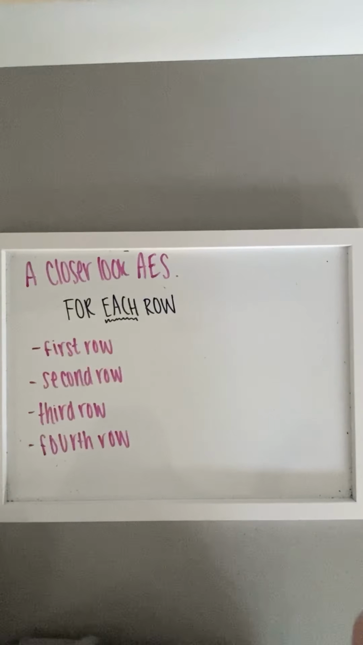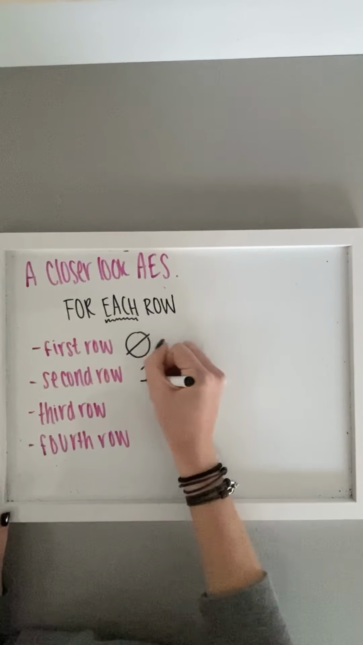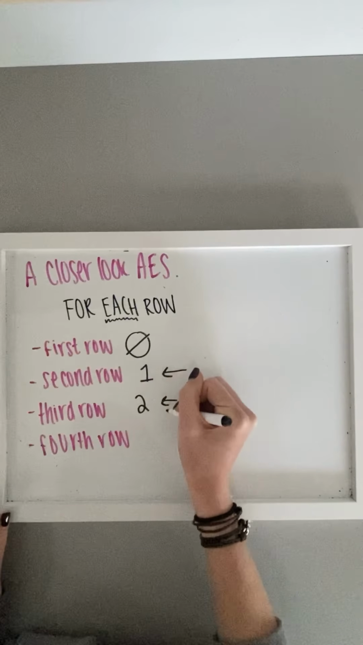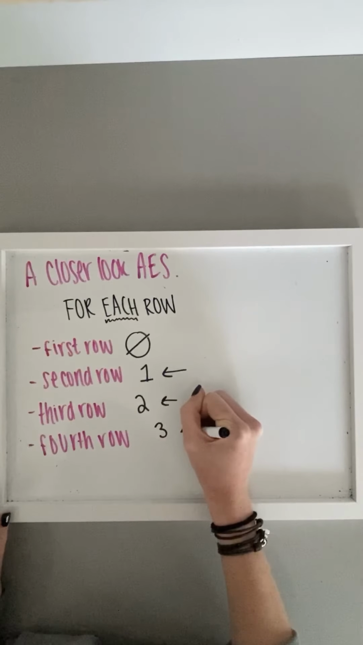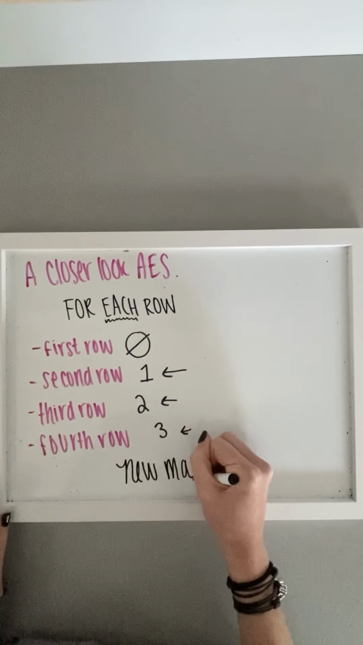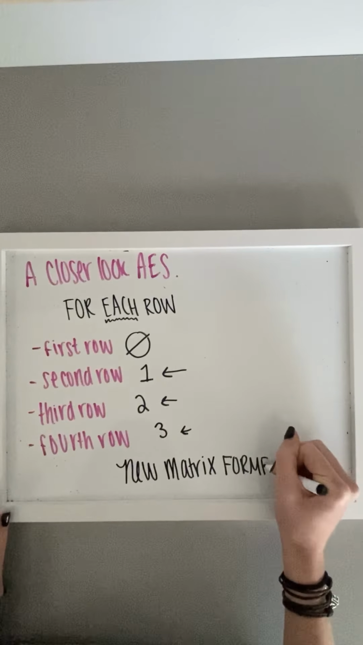Each row, however, has its own properties. The first row is not shifted at all. The second row is shifted by 1 byte position left. The third row is shifted 2 positions left, and the fourth row is shifted 3 positions left. The result is now a new matrix of the same 16 bytes but shifted.